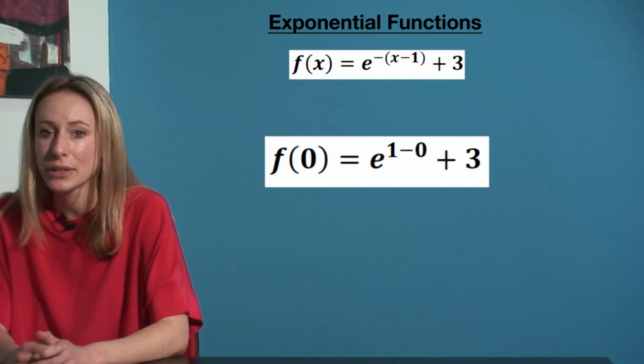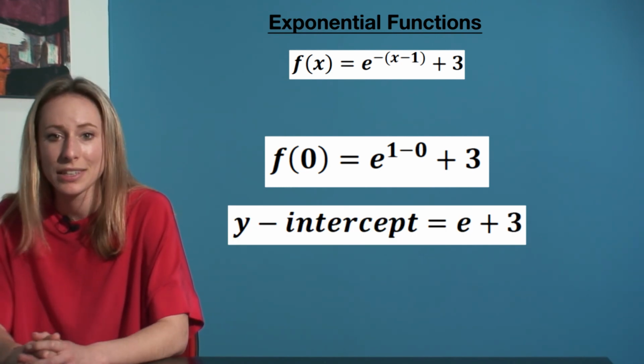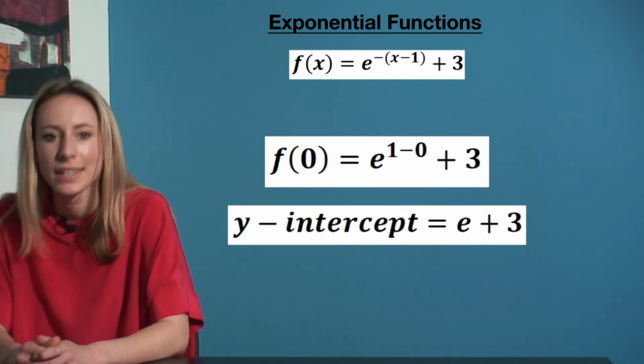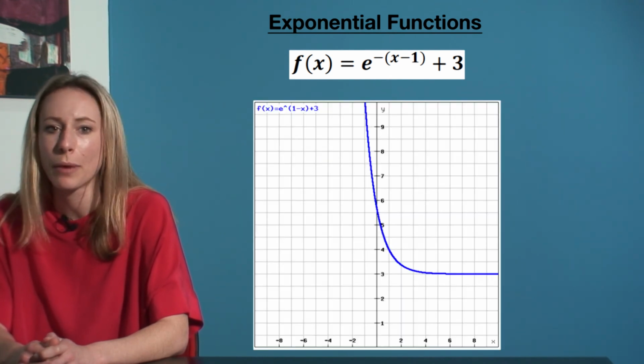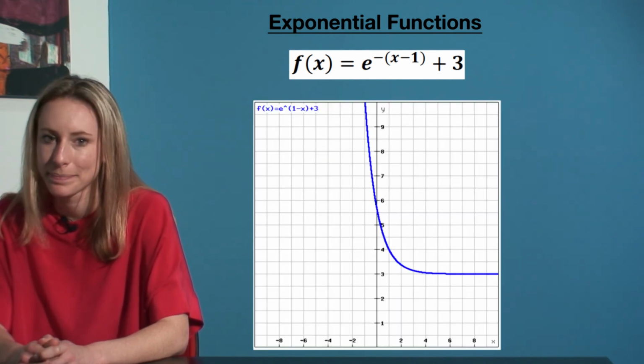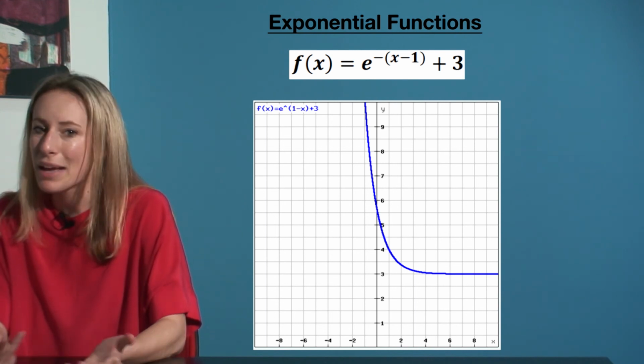So, if f of 0 equals e to the (1 minus 0) plus 3, then our y-intercept equals e plus 3. Given there is no dilation, we can just draw the normal exponential function going through the y-intercept of e plus 3. There we have the graph.